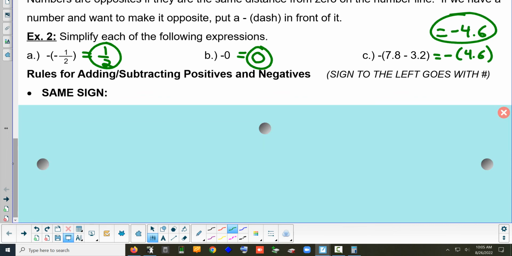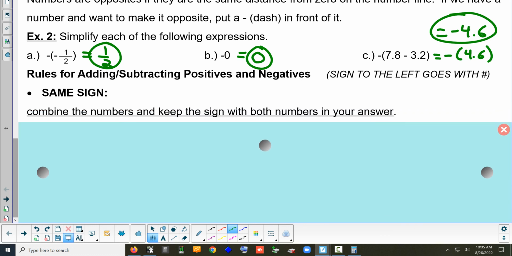So, let's say you have to do adding and subtracting, and both numbers are the same sign. Like a positive plus a positive, or a negative plus a negative. The things that you're adding are both positive or both negative. So under same sign, what you can write in is this: you combine the numbers together, and you keep the sign the same. If the original numbers had negatives, the final answer will have a negative. If the original numbers were both positive, then the final answer will have a positive.